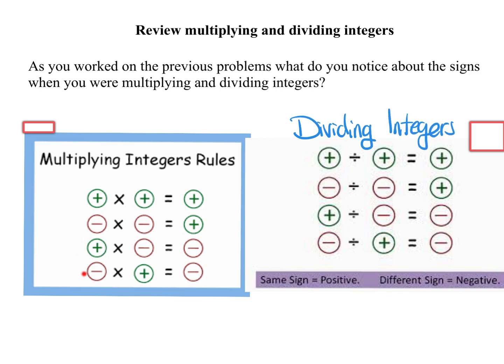Okay, and really highlighting the fact down here that if you have the same sign, it's going to be a positive value. And if you have different signs, then you're going to end up with a negative value. And that's true for both multiplying and dividing.